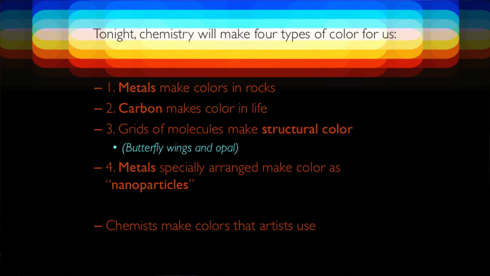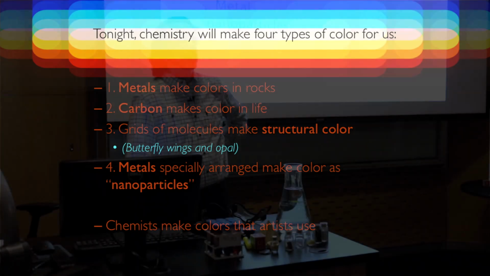But then life makes its color in 2 different ways. It makes its color from carbon structures and from what's called structural color. Butterfly wings are an example of structural color, and opal is a mineral example of structural color. Then finally, we have special colors that humans can make, and those are metals specially arranged as nanoparticles.